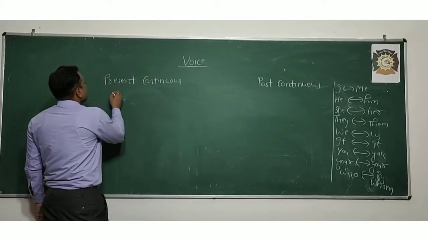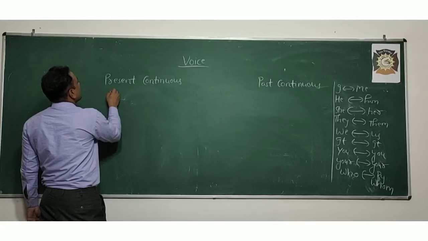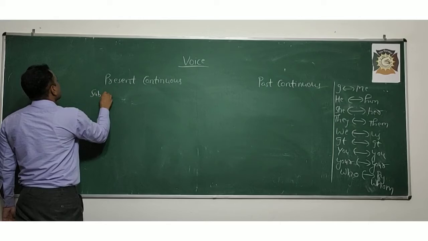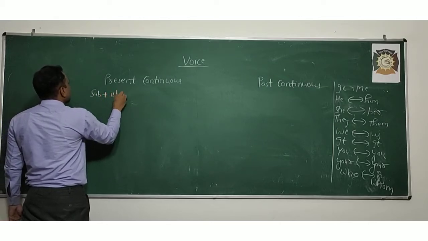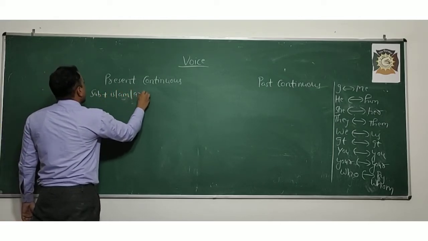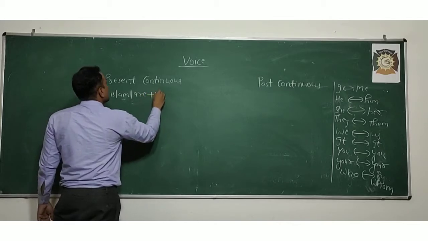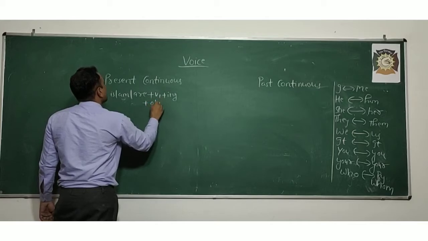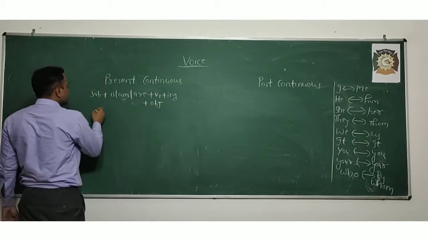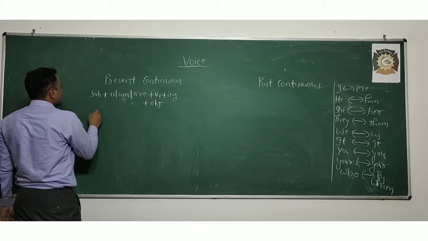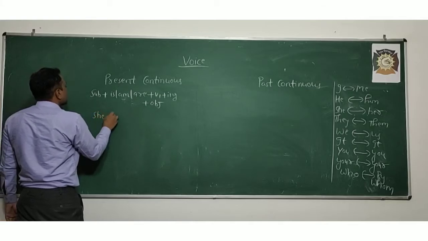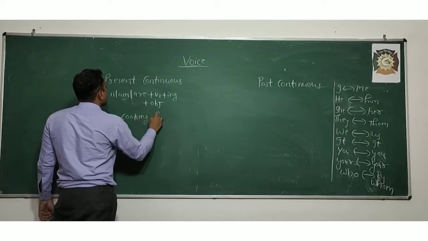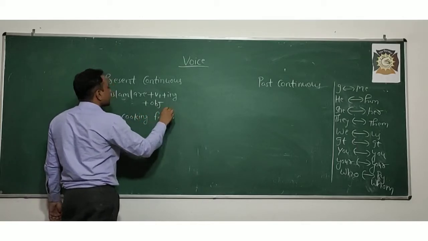First of all, the structure formula for making sentences of present continuous is subject plus is/am/are plus V1 plus ing plus object. I will write a sentence: she is cooking food. She is cooking food.